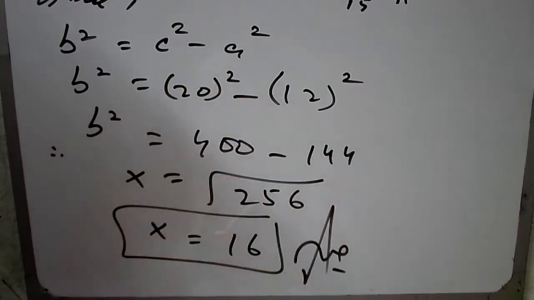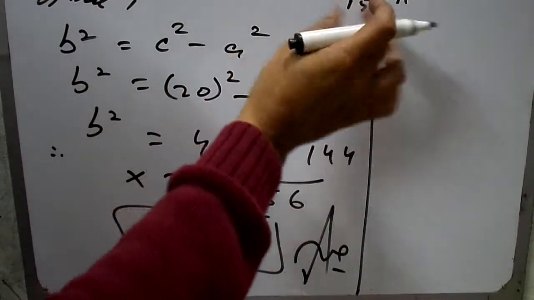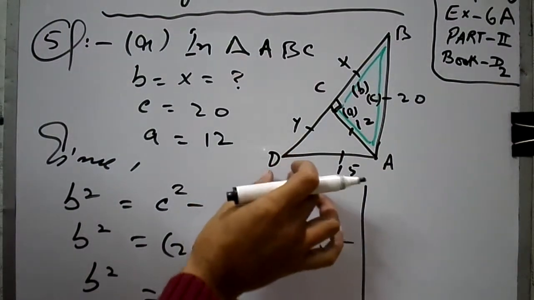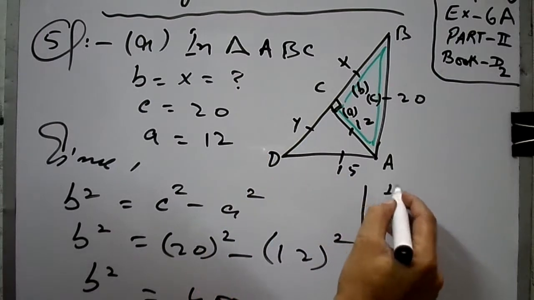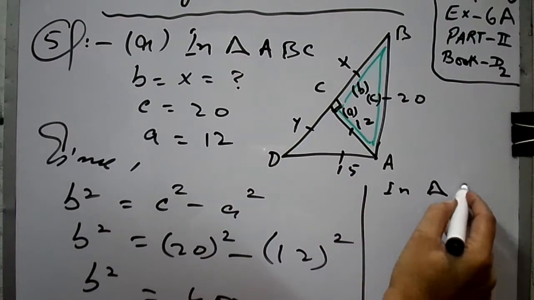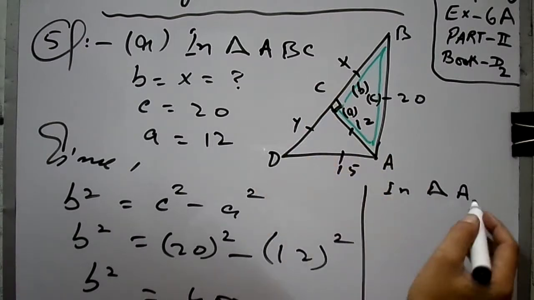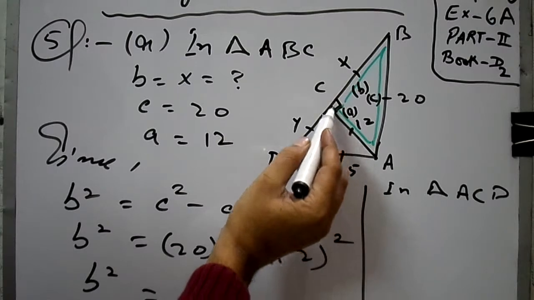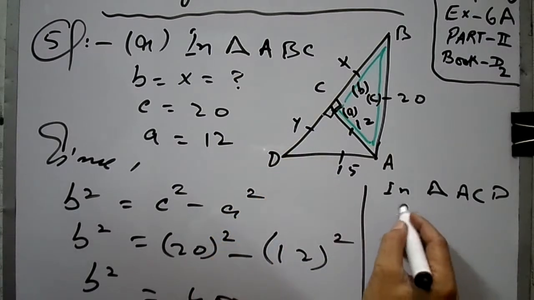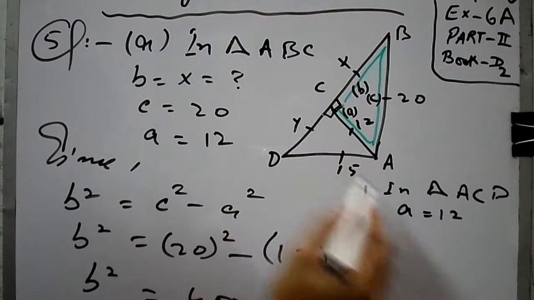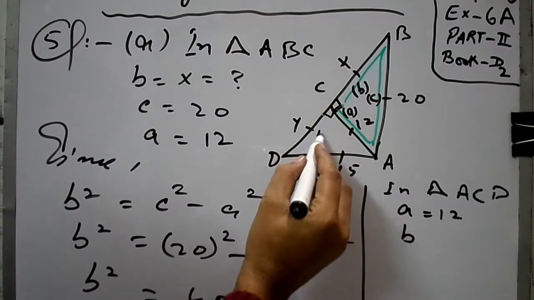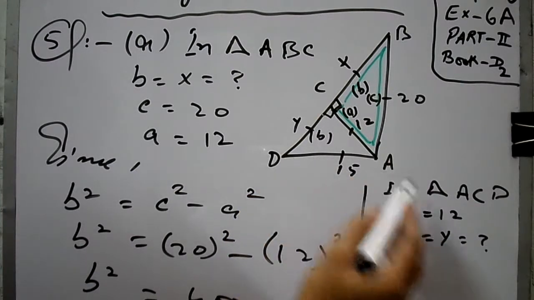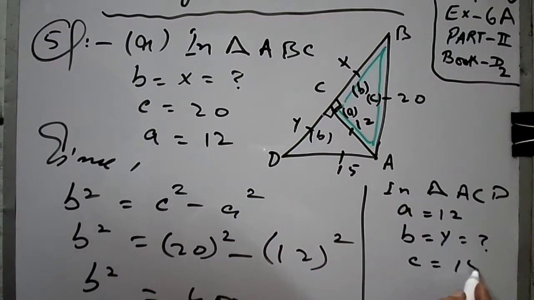Similarly, in the same diagram we have to find the value of y also. Now you should take this other triangle, and let's suppose that vertex is D. So in triangle ACD, you can see here is your 90 degree angle, so that is the perpendicular, the value of A is 12. The base, represented by B, is equal to y, which we have to find, and that is your hypotenuse, C, which is 15.